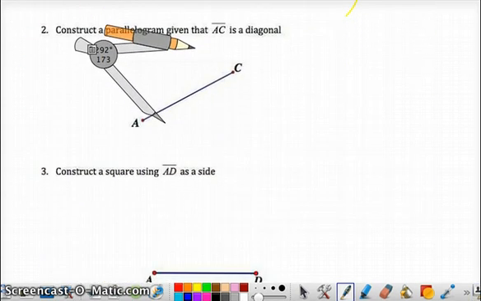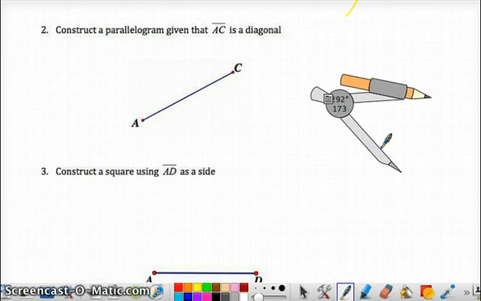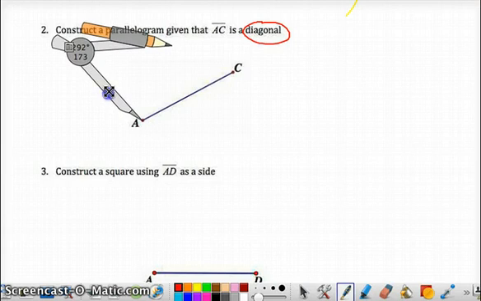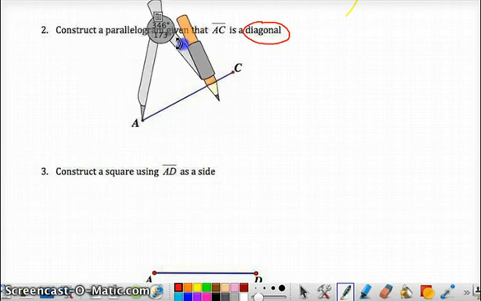So hopefully you've thought about that for a minute. So AC needs to be a diagonal. Okay, what do we know about diagonals of a parallelogram? They must bisect each other. So what are we going to have to do? We're going to have to bisect segment AC.